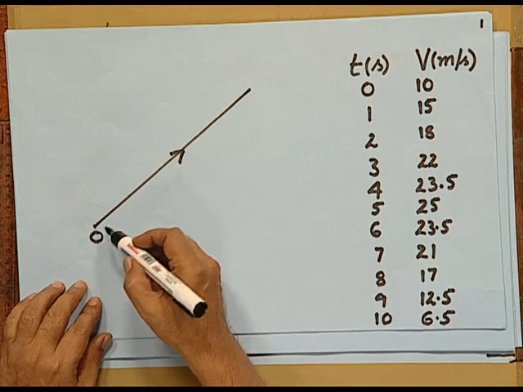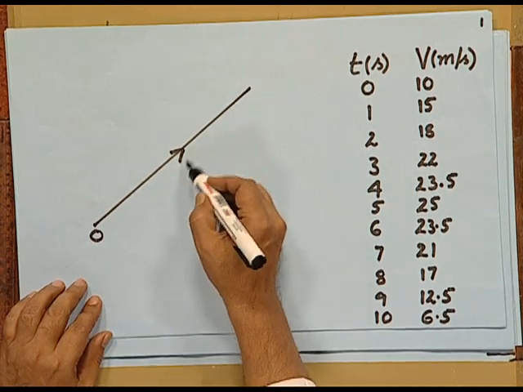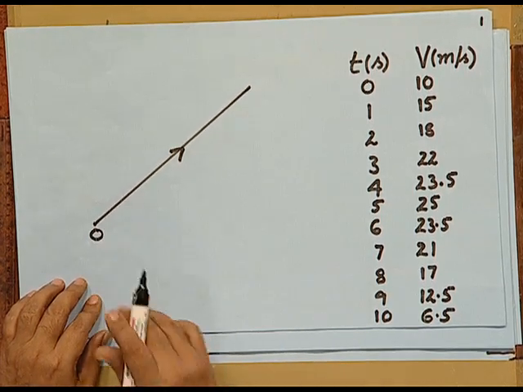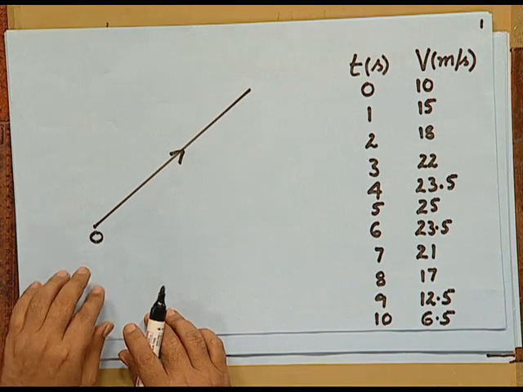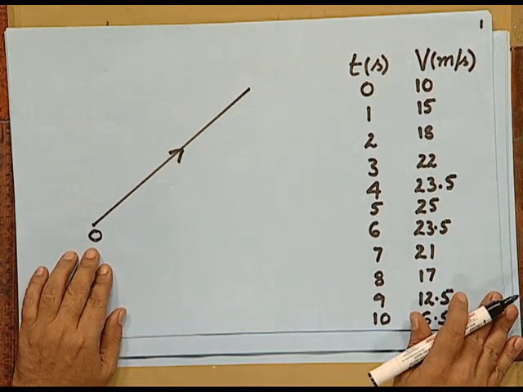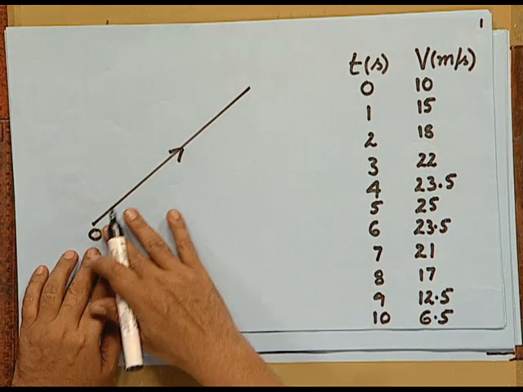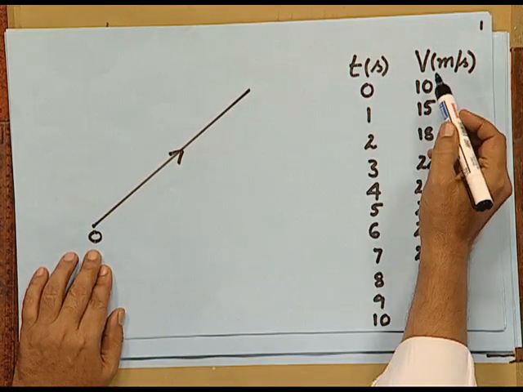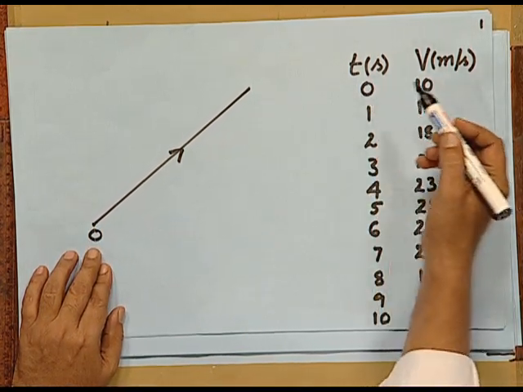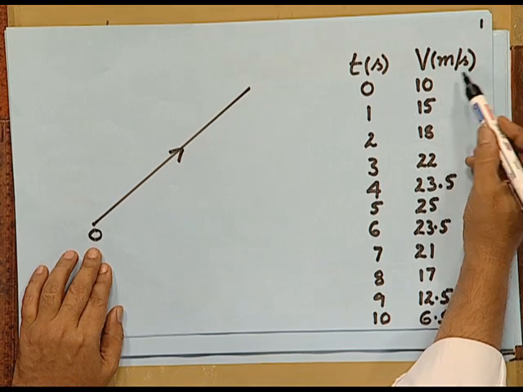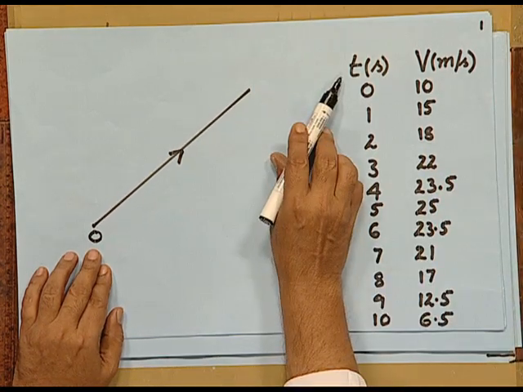Now, look at this. In the figure, I have indicated a straight line with an arrow and O as the point of reference. Now, the data that I have for this motion is velocity as a function of time, that is, instantaneous velocity in meters per second as a function of time.